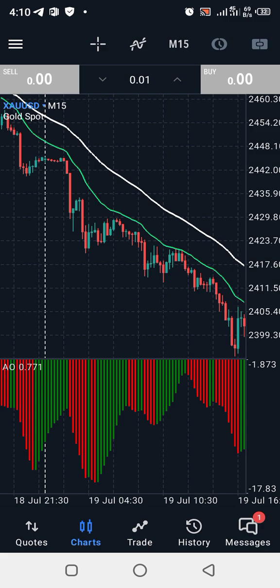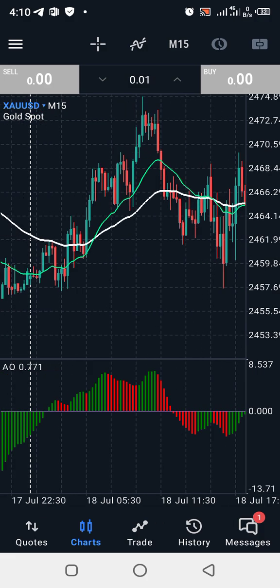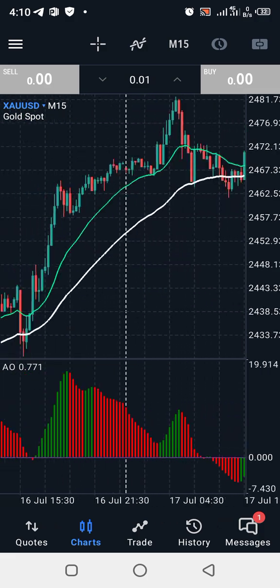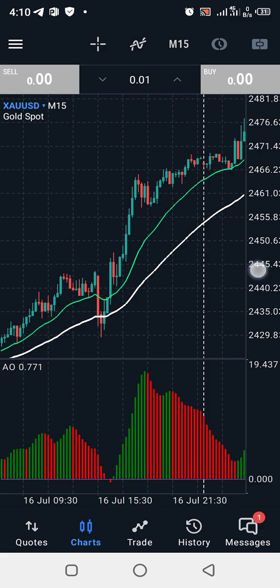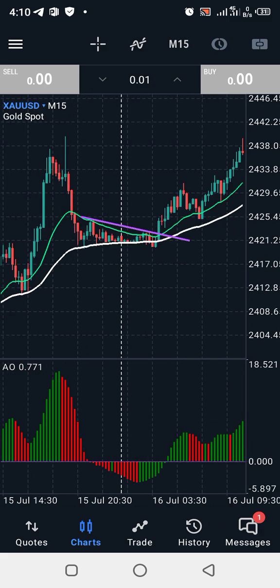It works on every currency pair and any time frame. Get this indicator and backtest it for yourself. As you can see, it's also happening. This is another example right here, and this is another one right here. It's a very accurate indicator.